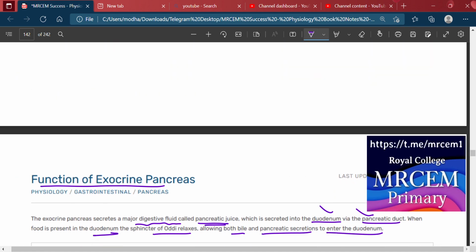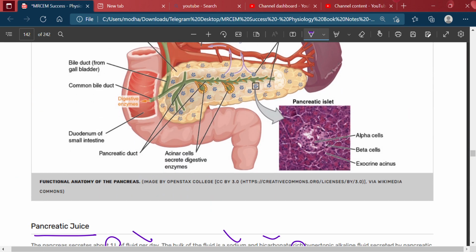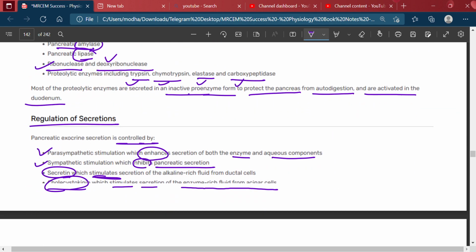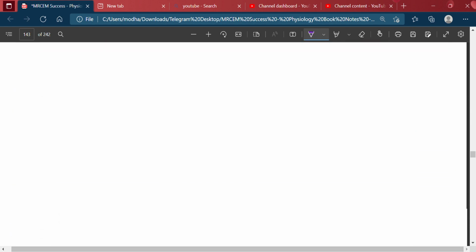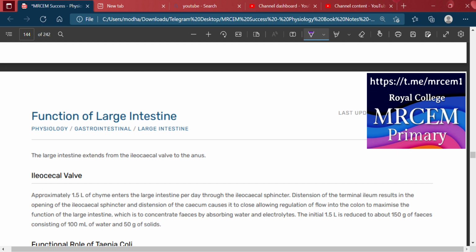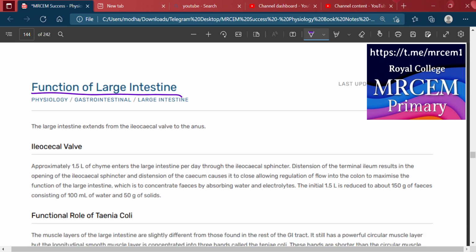So we have seen the function of the exocrine pancreas. Then we'll see the function of the large intestine. The large intestine extends from the ileocecal valve to the anus.